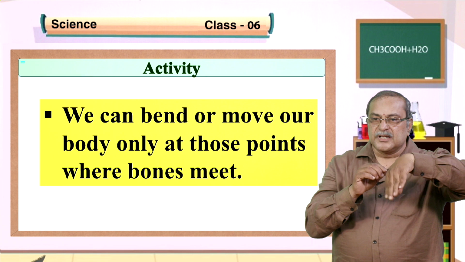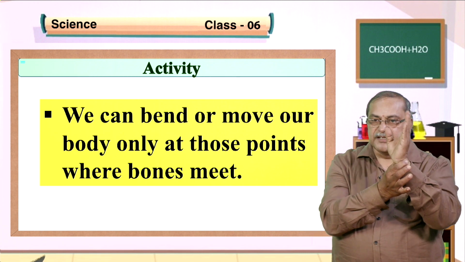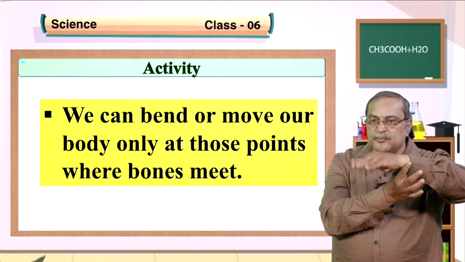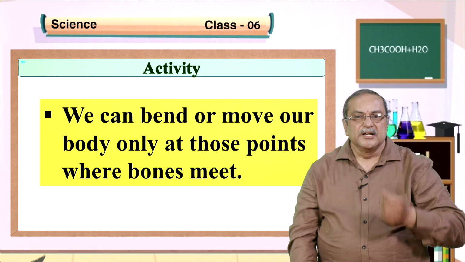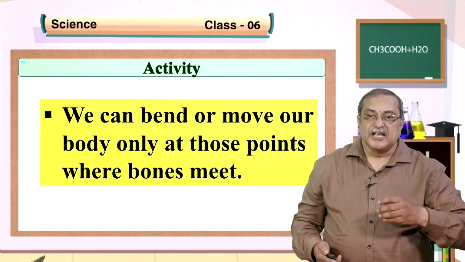So, here also bones are there. That is what we call a joint. Here also I can move up and down. Here is the elbow, and I can move it up and down. So, these are the different bones which help to do this.